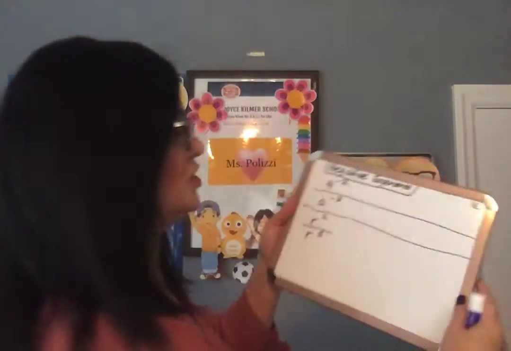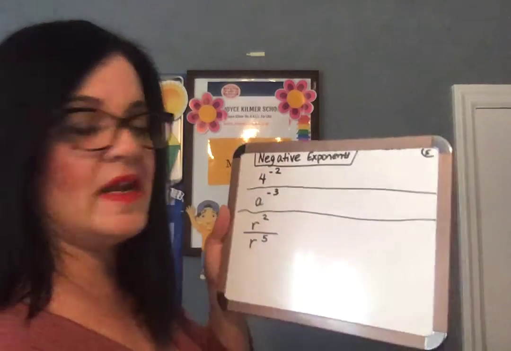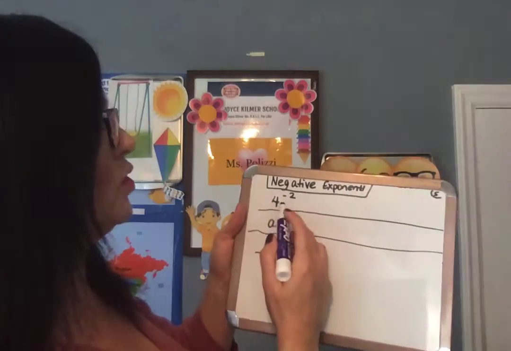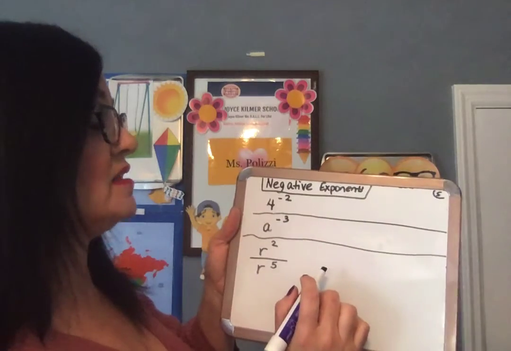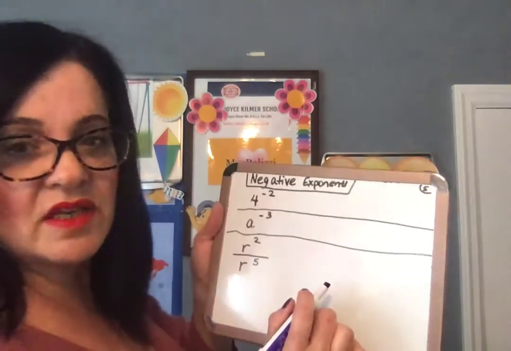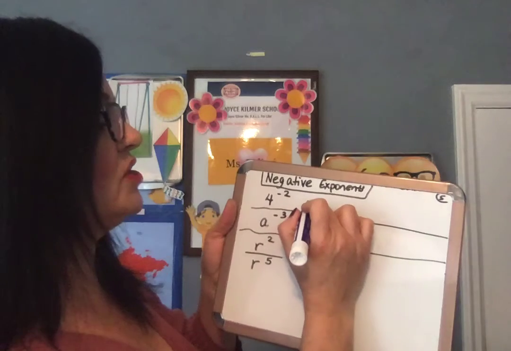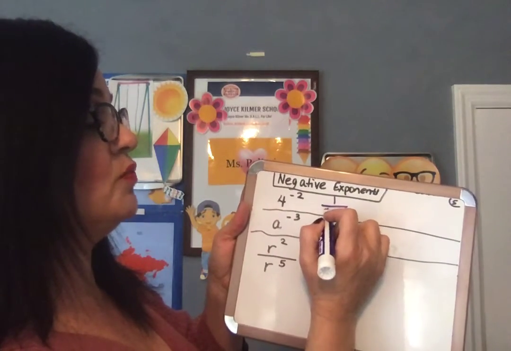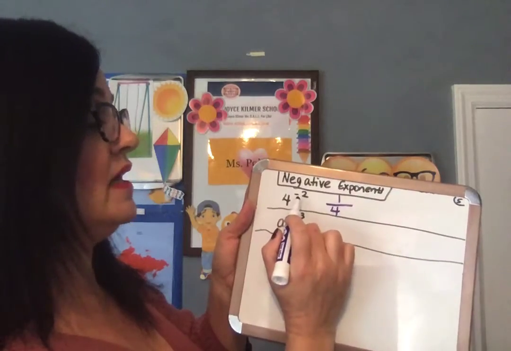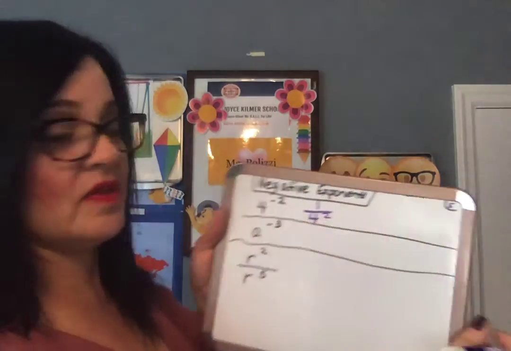One of the things I want to show you is you may have a problem with a negative exponent. So here you have 4 to the negative 2nd power. You need to change that to a positive exponent. To change it to a positive exponent, you create a fraction line, put a 1 on top, and bring this to the bottom. When you bring it to the bottom, you make your negative exponent positive. And that's how you do it.